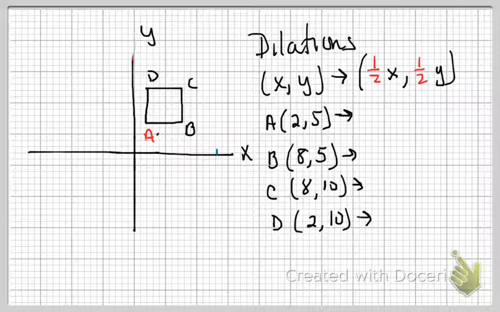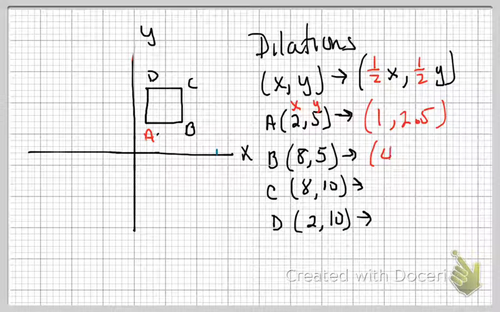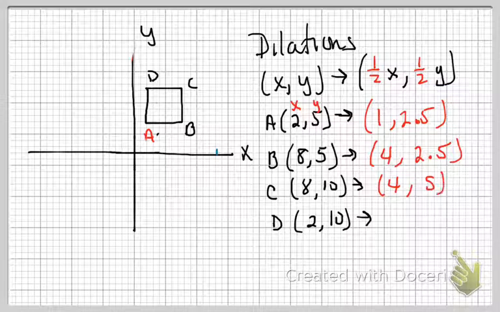Alright, so what we're going to do is just take 2 and multiply it by a half for x. See how x is being multiplied by a half? So my x values are here, my y values are here. Half of 2 is 1, and my other one would be 2.5. Half of 5 is 2.5. And then half of 8 is 4, and half of 10 is 5. And that's 4 and 5.